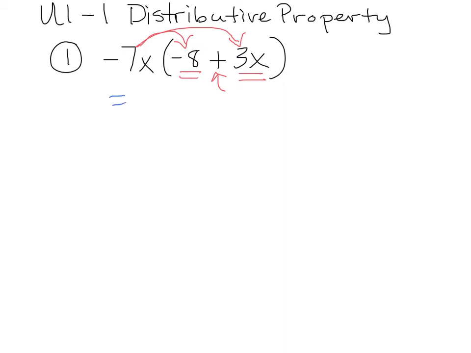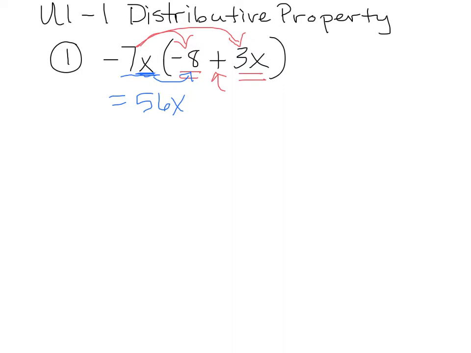So here we go. Negative 7x times negative 8. The two negatives will multiply to a positive, and 7 times 8 then is 56. And then there's just an x after it, because there's an x here, and there's no x with the 8, so you just bring that one x down.